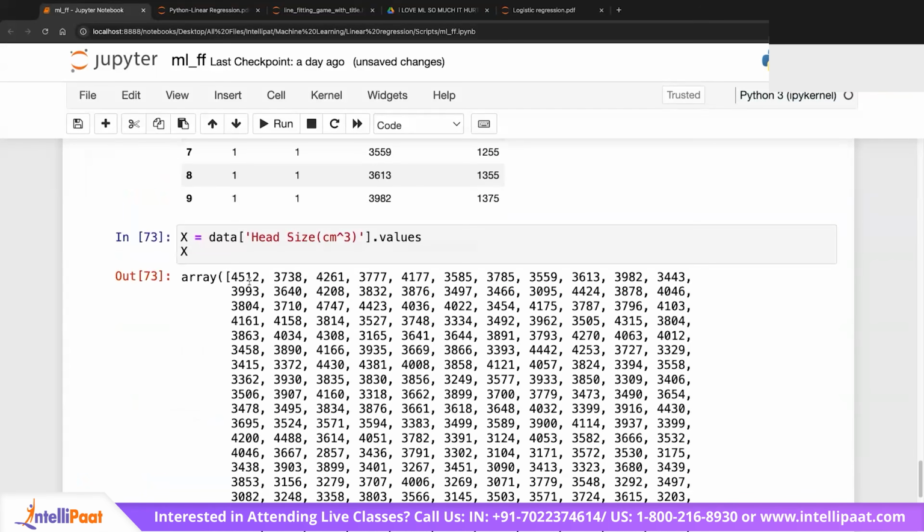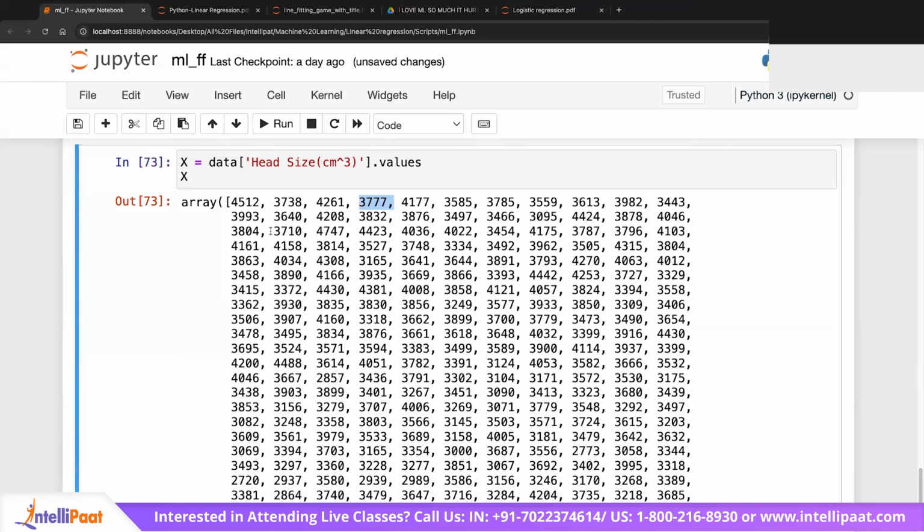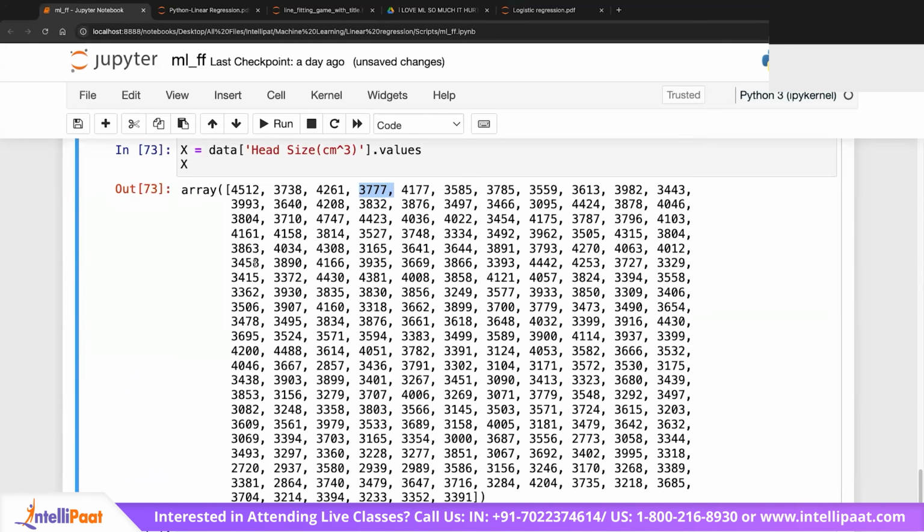If I run this and if I print x, have I taken x separately? All the values 4512, 3738, 3261, whatever the all the values of x is now separate. Now it is in the format of an array, a single array. It has become an array. Agree? Okay.